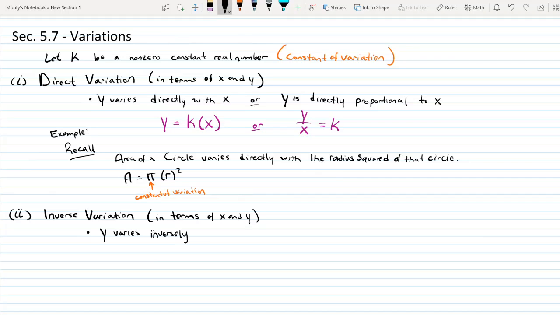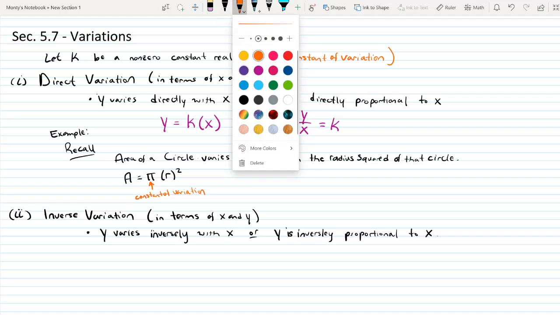Okay, so y varies inversely with x. Or you can also say y is inversely proportional to x. So let's change the color here. Let's watch me try to go through this. All right, there we go.